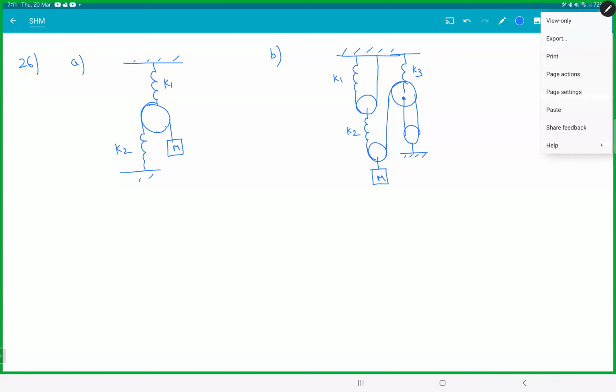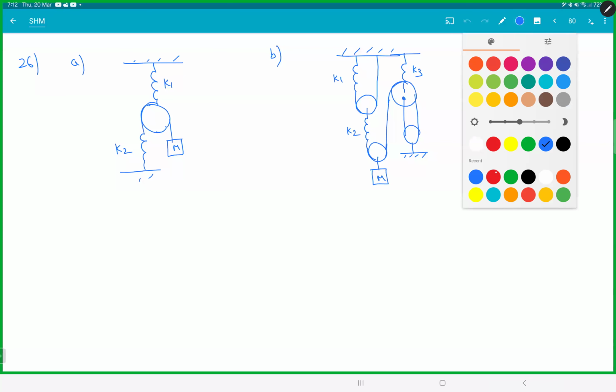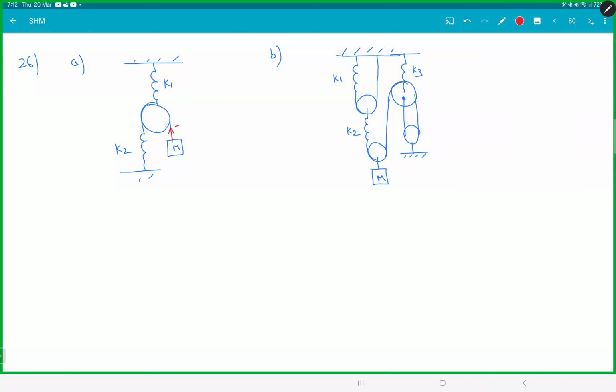Let's see. Start with the tension T anywhere. I will start with this as T. If this is T, K2 also has tension T, and this one will be 2T. So look at the formula: T squared, that is the tension in the spring, by K equivalent. So in the spring K1, it will be 2T squared by K1. So T is the tension in the spring by the spring constant, and this is T squared by K2. So we have 1 by K equivalent.